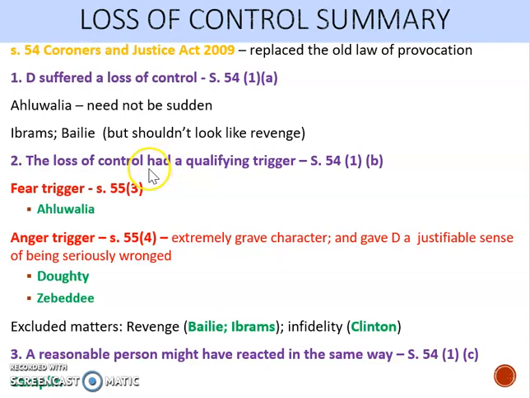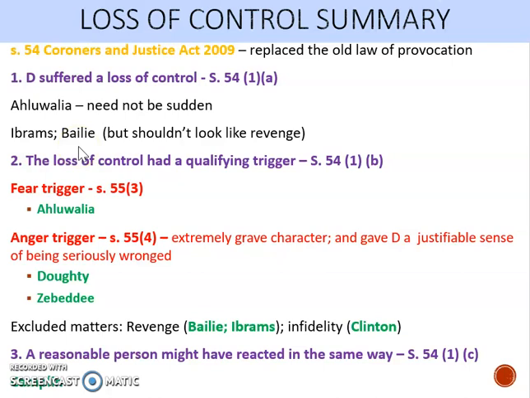Obviously, the law can't condone revenge killings, so we always look at the cases of Ibrams and Bailey to look at how much of a time lapse is permissible. So in Ibrams, 5 days between the trigger and the killing was too long. That looked like revenge, so the defence failed. Whereas in Bailey, the dad got het up, got a load of weapons, got in his car, drove to the person's house and then killed them.